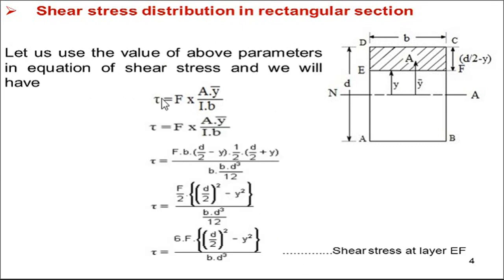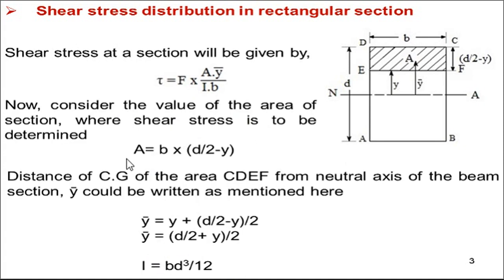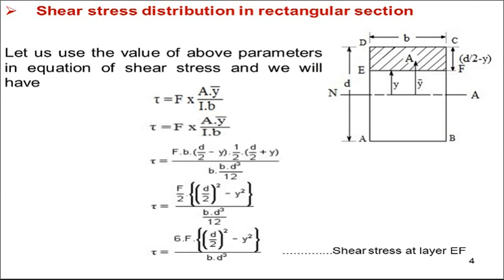Now let us use all the above calculated values or parameters in the equation of shear stress. Whatever we have determined, the values of y bar, I, and capital A, the area of the shaded area, we can put all these values in our basic relation of shear stress, tau is equal to F into A y bar. So this is our basic formula, basic equation. So put all these values. F is the shear force as it is. Capital A is the area of the shaded portion CDEF, which we have determined.